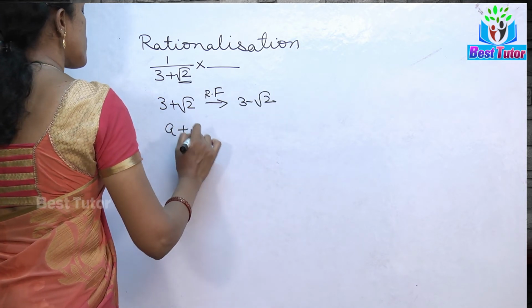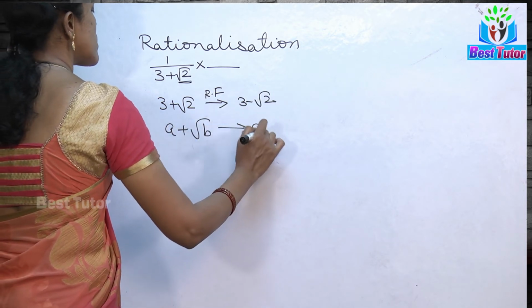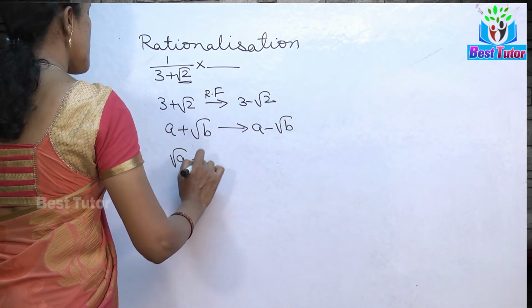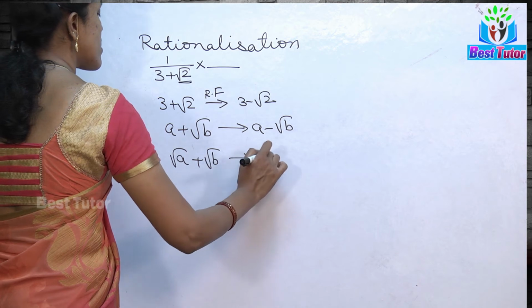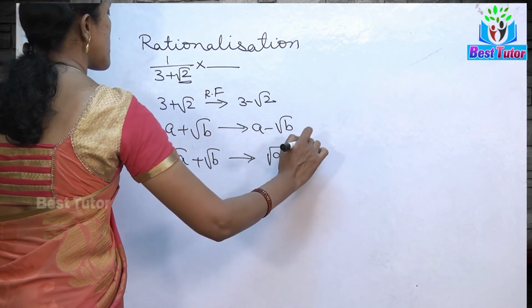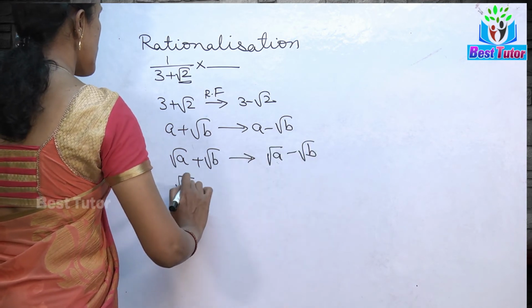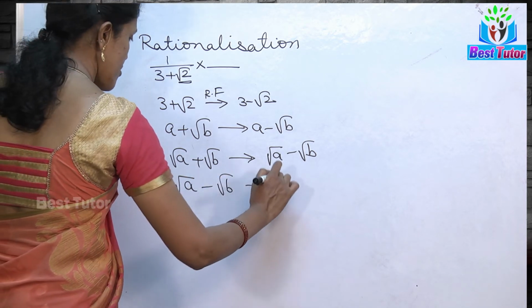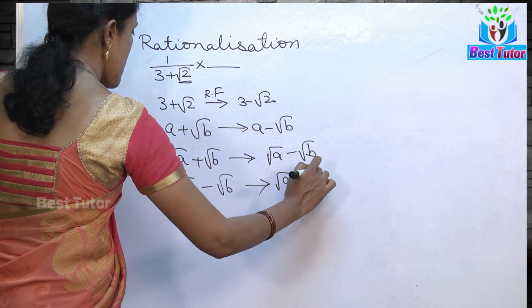So, a plus root b has the rationalizing factor a minus root b. Root a plus root b will have its rationalizing factor as root a minus root b. What if I have root a minus root b? Then its rationalizing factor is going to be root a plus root b.